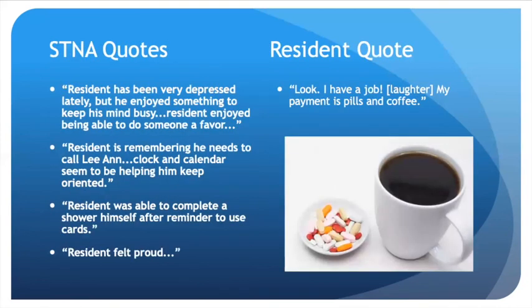Here are some STNA quotes. The resident has been very depressed lately, but he enjoyed something to keep his mind busy. The resident enjoyed being able to do someone a favor. The resident is remembering his needs to call Leanne. Clock and calendar seem to be helping him keep oriented. Resident was able to complete a shower himself after a reminder to use cards. Resident felt proud. And a fun resident quote here. Look, I have a job. My payment is pills and coffee.